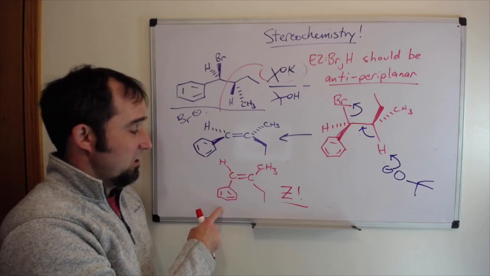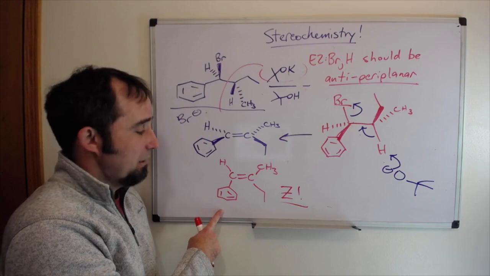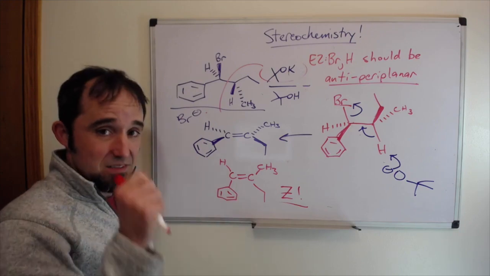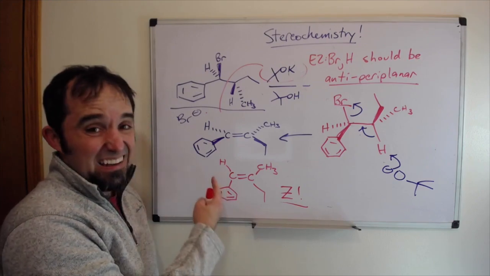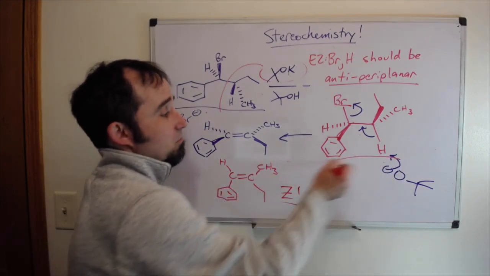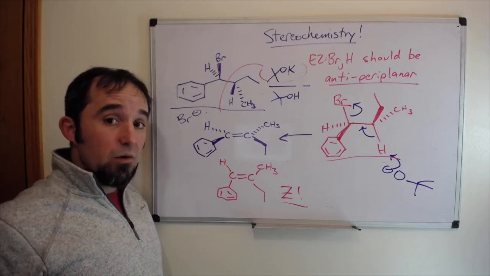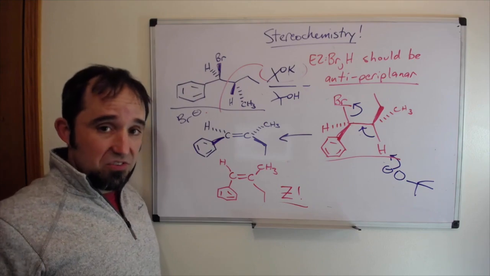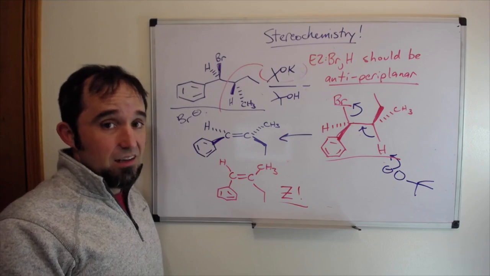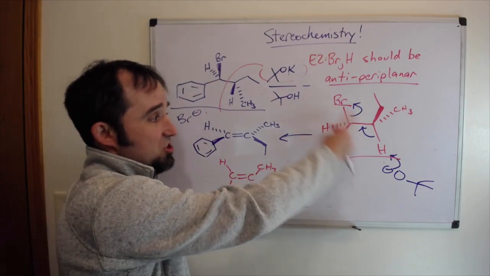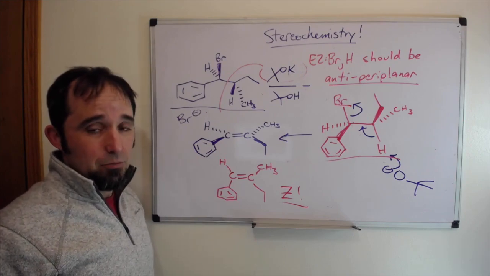Notice that my product here is actually not the most stable product I could have gotten. I probably want the bigger groups to be opposite each other. But in this case, this is the only one I can get if I need my H and my Br to be anti-periplanar. So the E1 reaction is always going to give me the most stable alkene as my major product, but the E2 reaction needs to be able to adopt this geometry, and so it might not give me the most stable alkene possible.